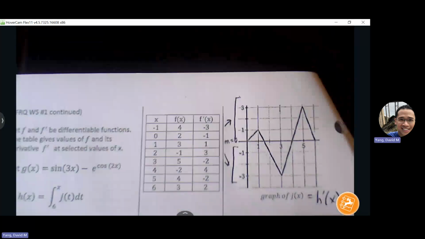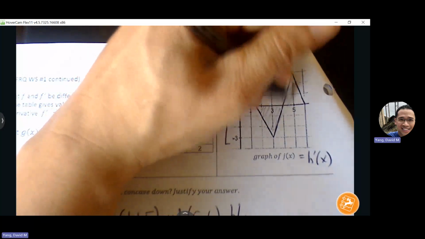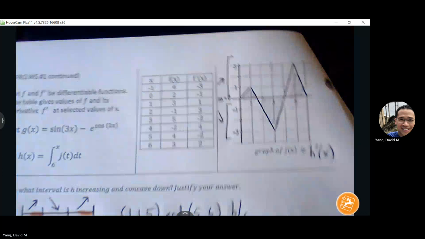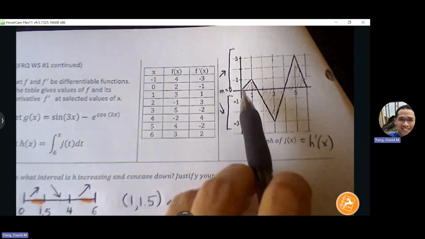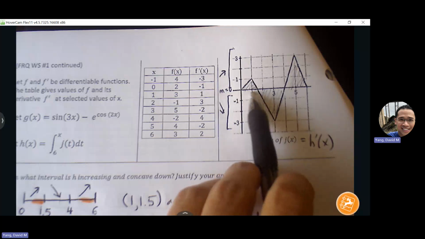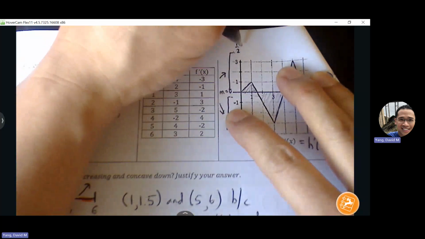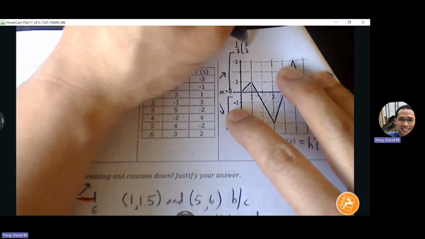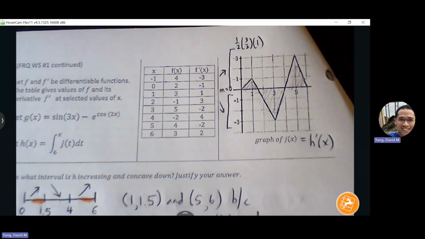Okay, so we need all these areas, right? So let's go ahead and make sure we're looking in the right place. We only care about the region between the graph and the x-axis. So all these are triangles, 1/2 base times height. So here, the base is 1.5, the height is 1. So we have 1/2 times 1.5 times 1. That's going to get us down to 3/4 or 0.75.